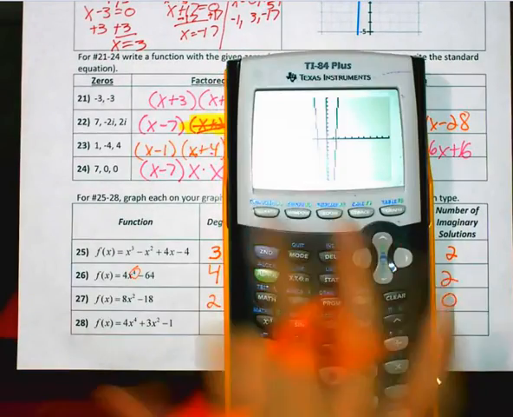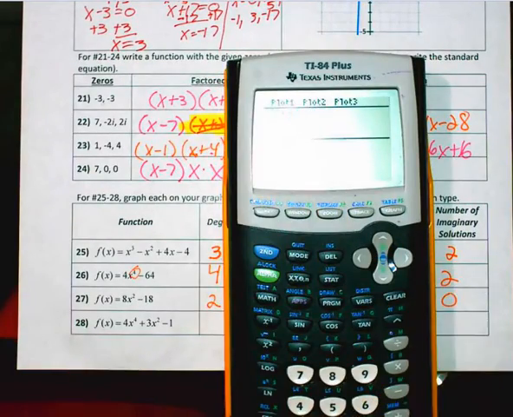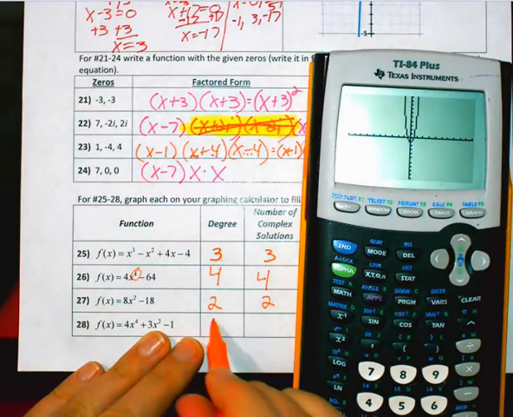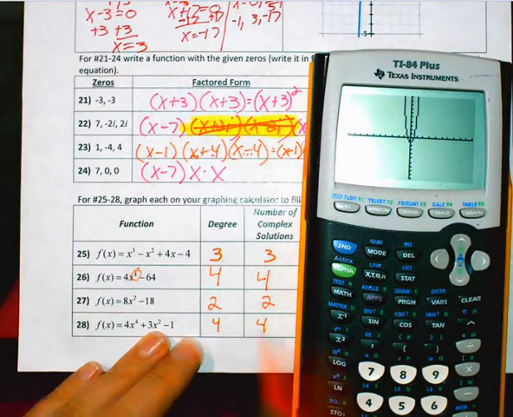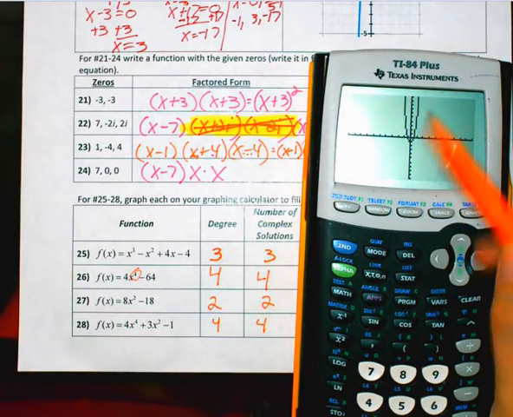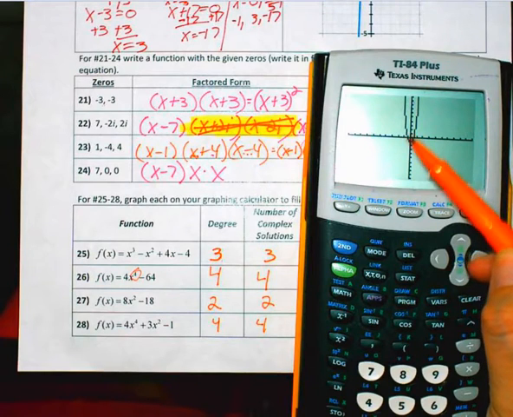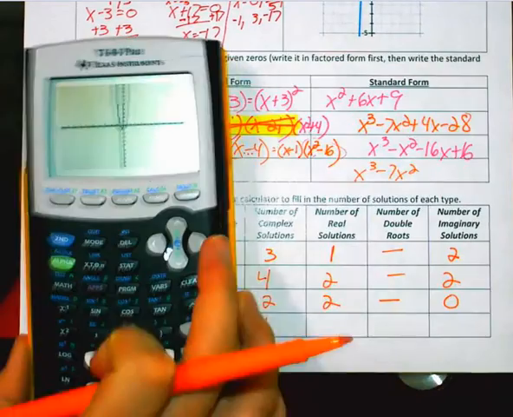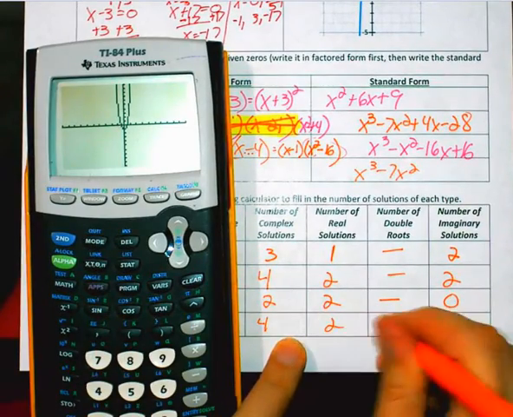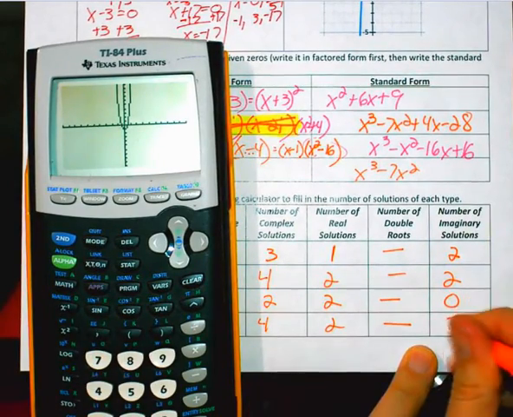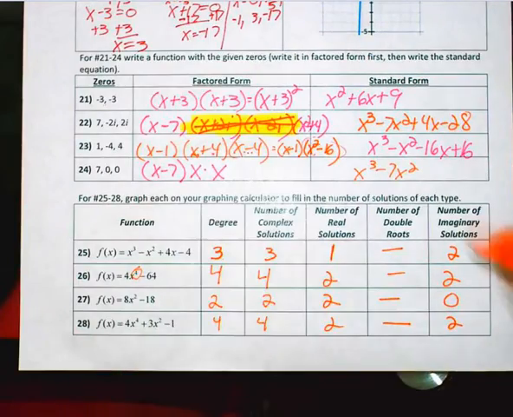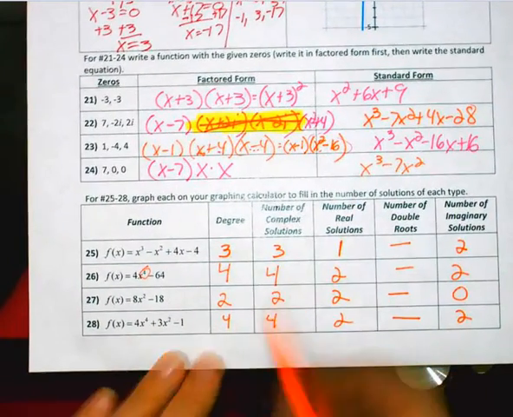All right, and then the last one. Okay, my degree is 4, which means I have 4 complex solutions. This looks like a quadratic, so I have a real solution here and a real solution here, which means I have 2 real. There's no double roots, and that means I have to have 2 imaginary, because remember, the imaginary plus the real have to add up to your complex solutions.